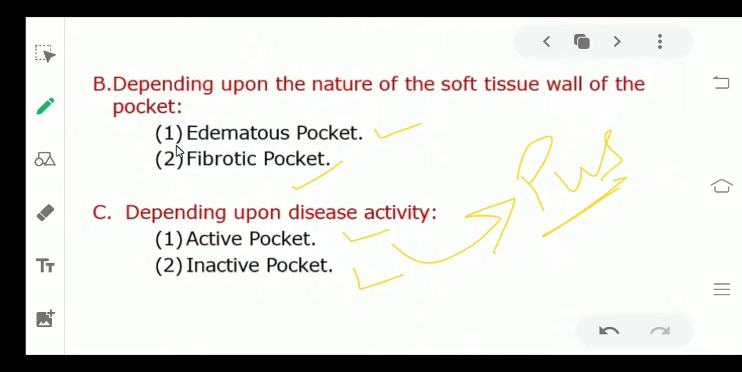Even if you put a probe or even if you put the index finger on the affected area, the pus will start oozing out. That is the characteristic or key feature to determine an active pocket. That means the inflammation is still going on inside that pocket. Inactive pocket is where no more inflammation is going on and now the pocket is dormant.